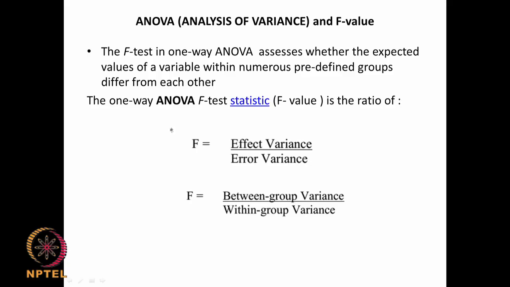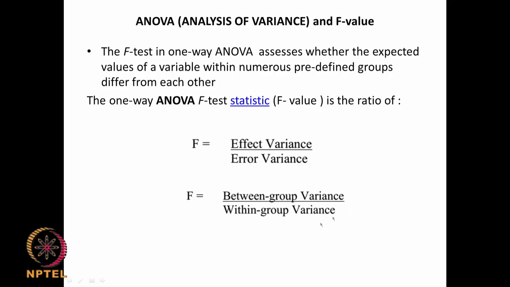When I am repeating experiments, for example with different operators, if they are consistently good, then obviously the error variance will be low. If the error variance is low, that means the F value will be high. If there is a lot of variation or standard deviation, then obviously the error variance will be large, the F value will be small. So, obviously we will not be able to reject the null hypothesis.